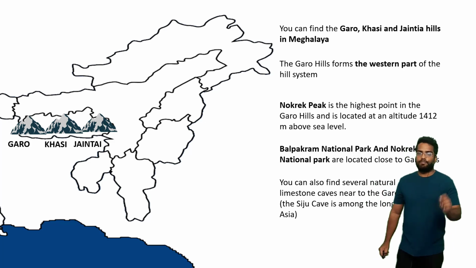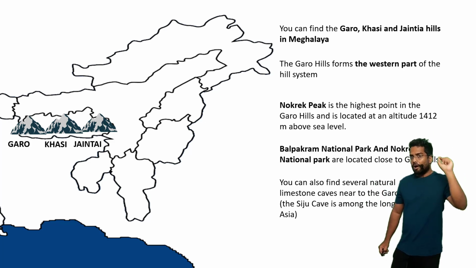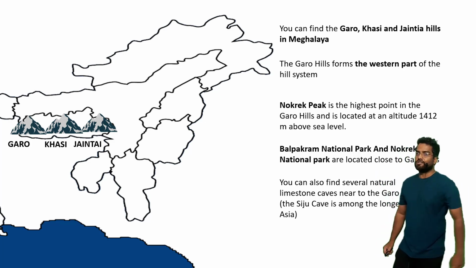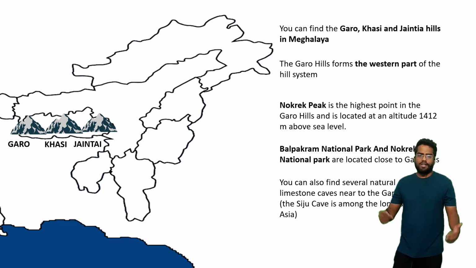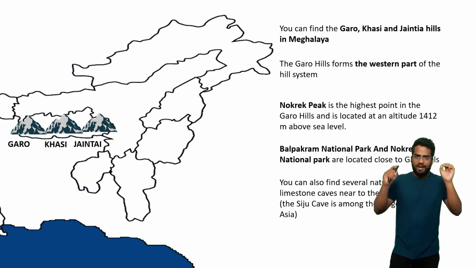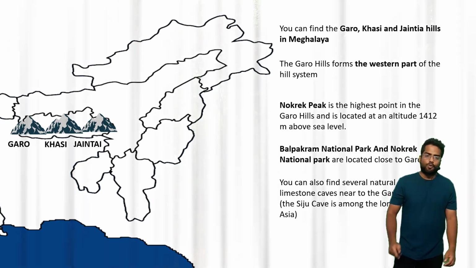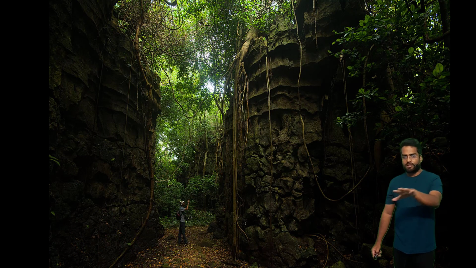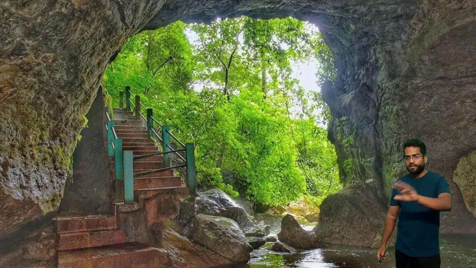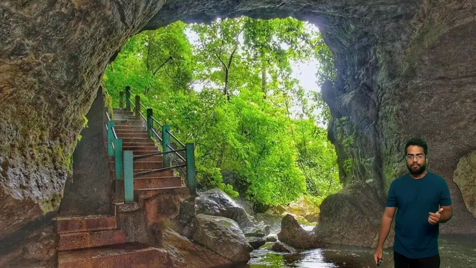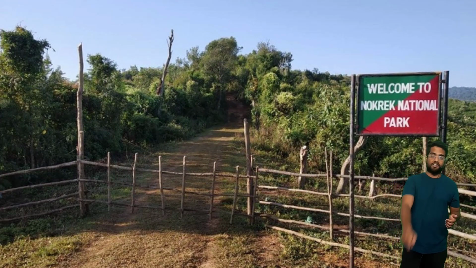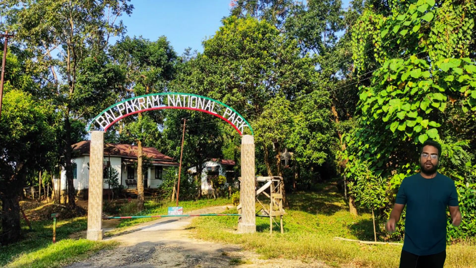So three important things: Nokrek Peak, Balpakram National Park, Nokrek National Park, and the Siju Cave System. Awesome. So let's try some pictures so that it can be fitted into your memory. This is the Siju cave system. This is entirely made up of limestone. Again, this is the Siju cave system. Then we have the Nokrek National Park. So this is the national park, Nokrek National Park. And finally, once again, we have Balpakram National Park. Awesome, isn't it?